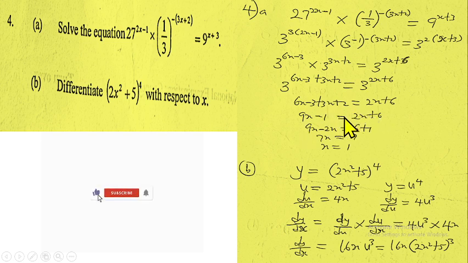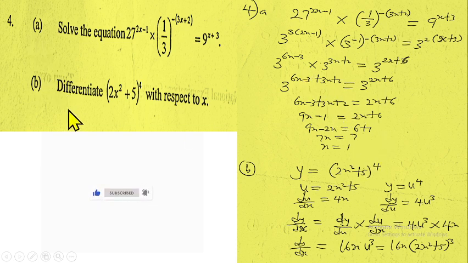Taking further like terms, you have 9s minus 2s equals 6 plus 1. So 9s minus 2s gives us 7s, and 6 plus 1 gives us 7. You can divide both sides by 7. Our s will be 1. So for this question, s is 1.